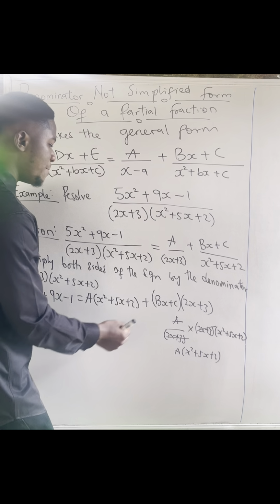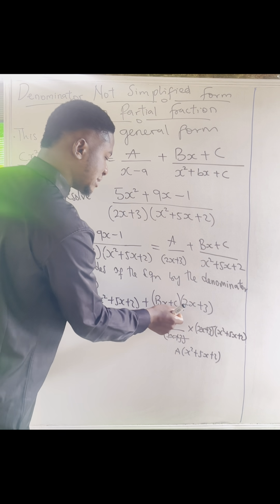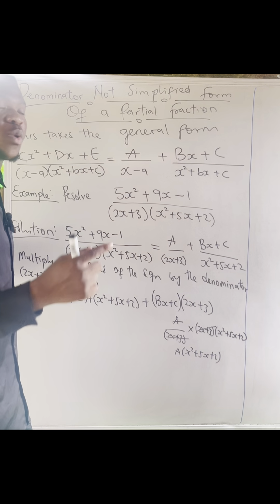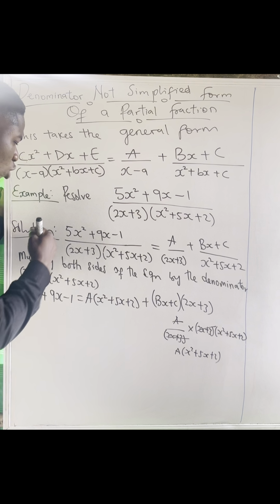Also, if I want to eliminate this b and c, what is beside this b and c, which is 2x plus 3, I will also equate it to what? 0. So that is the method in doing this. So let's look at that.